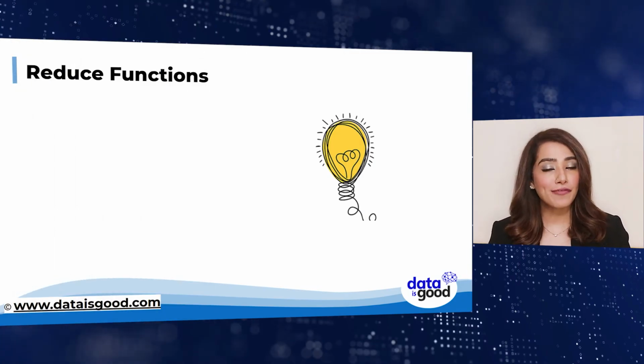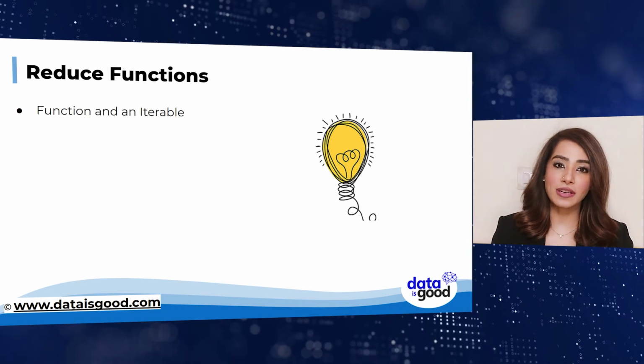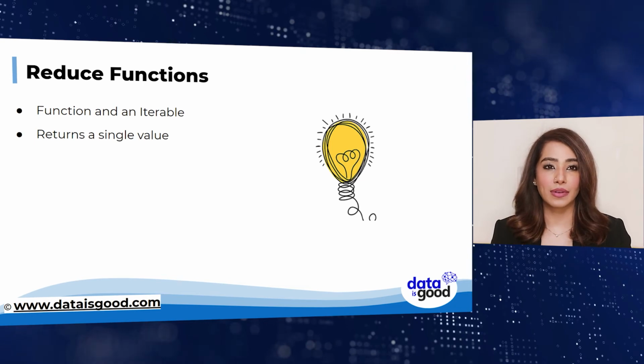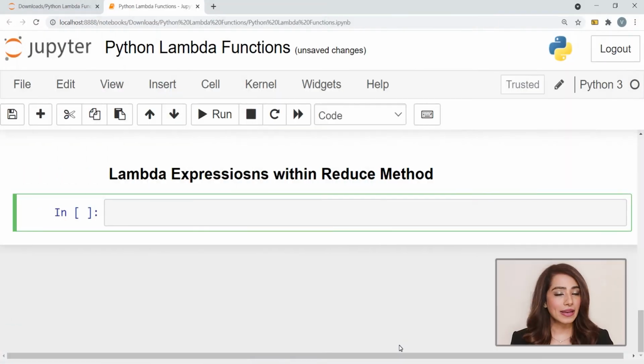The reduce function takes a function and an iterable and returns a single value. Reduce function performs a repetitive operation on the iterable passed. Now let's go back to the Jupyter notebook and try to understand the reduce method by taking some examples.